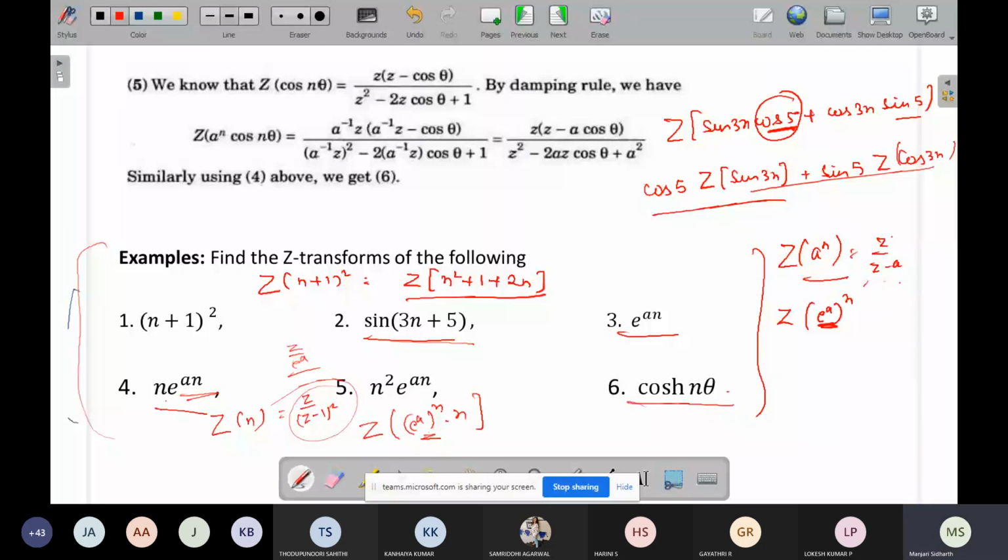I am writing the formula: e power n theta plus e power minus n theta, divided by 2. Now take its z transform. So you can take 1 by 2 outside, then z transform of e power n theta and z transform of e power minus n theta. You can solve easily. So please complete these questions. I have given you a hint. You can do it now.